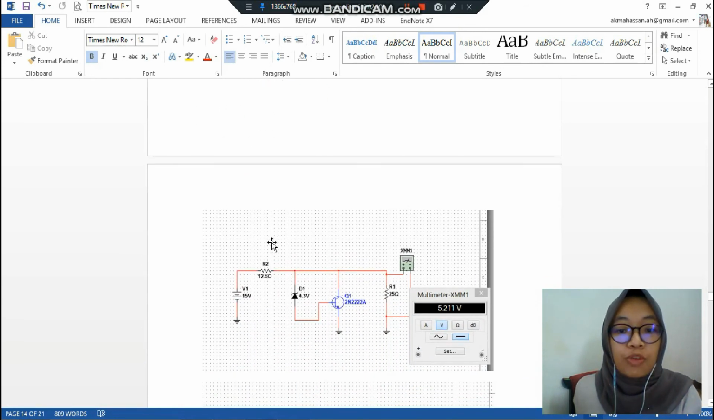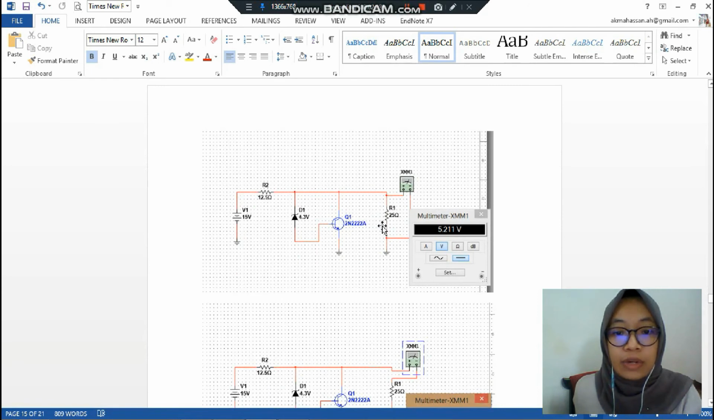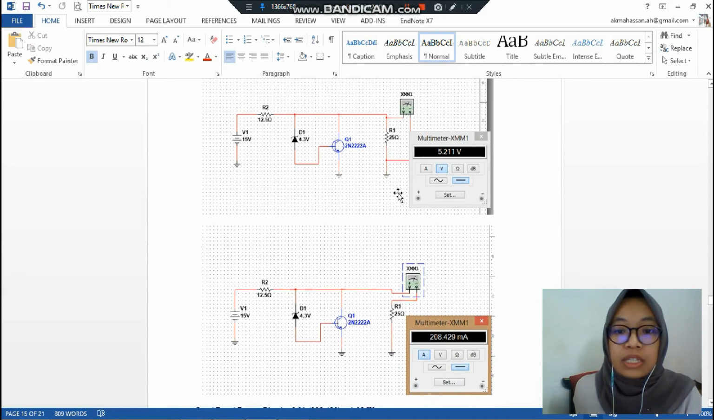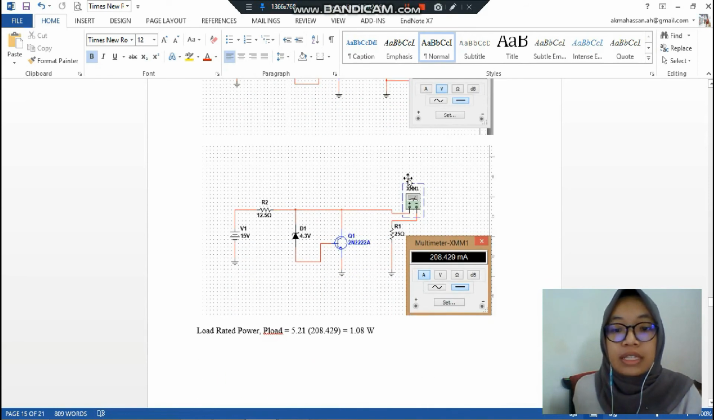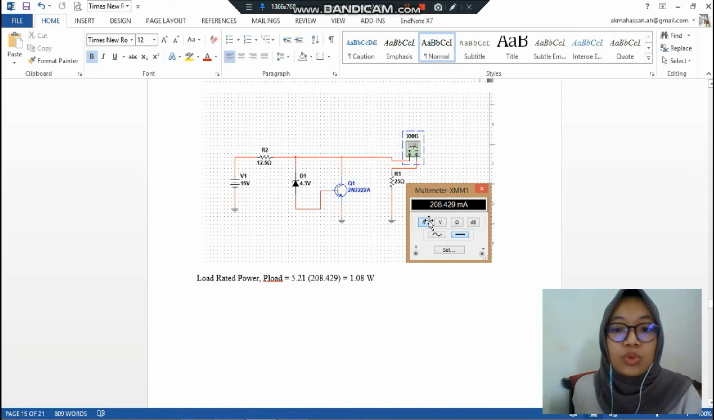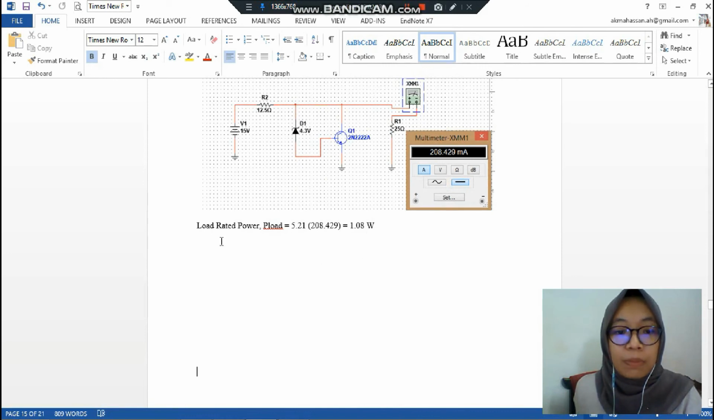So for the input, here we change it to 25 volt, according to the calculation that we got just now. This is the value, 5.21 volt, and the current is 208.429 milliampere. To calculate the power of the load using the formula that I mentioned before, we get 1.08 watt. So that is all from me.